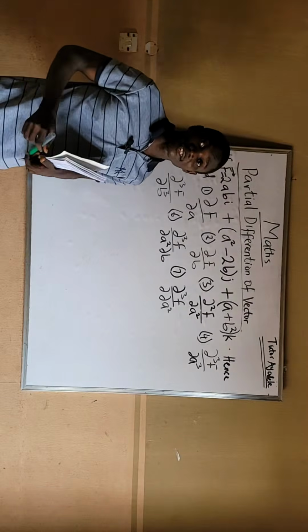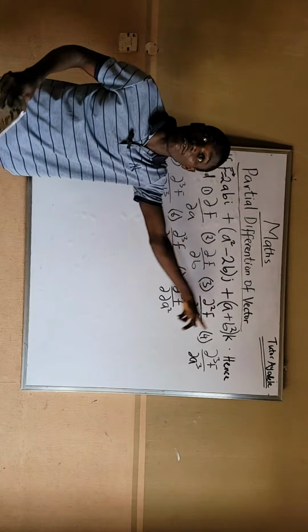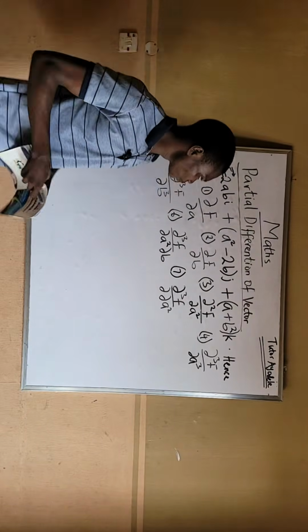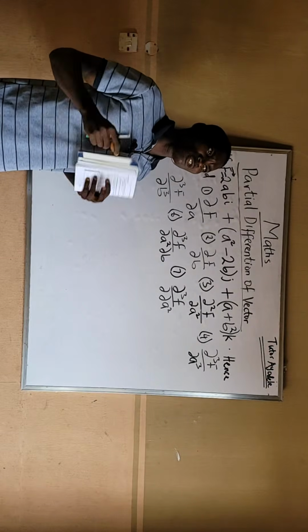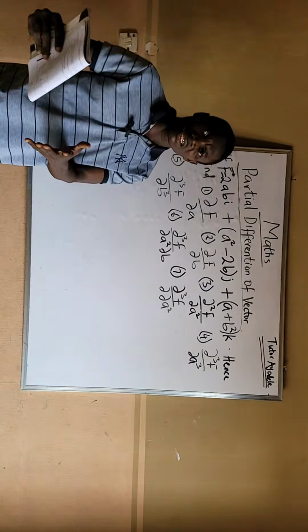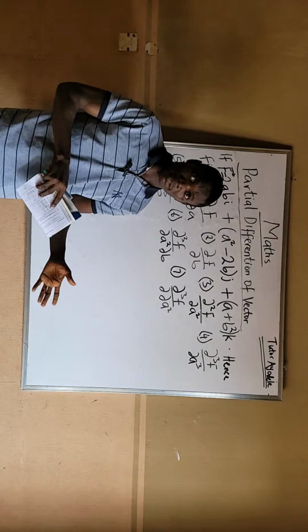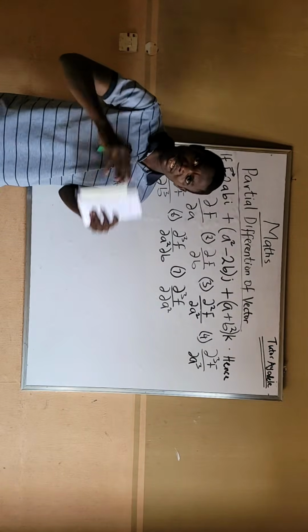In this class, we'll be considering partial differentiation of vectors. Partial differentiation of what? Of vectors. Why do we have partial differentiation at first? Why do you think we consider partial differentiation? If we have partial, therefore we must have what? Total. Okay, so if we have partial, there will be total.